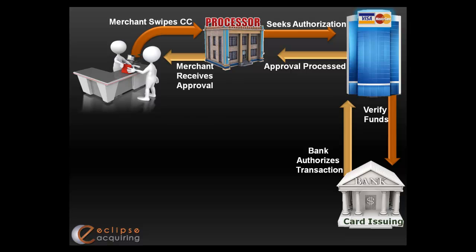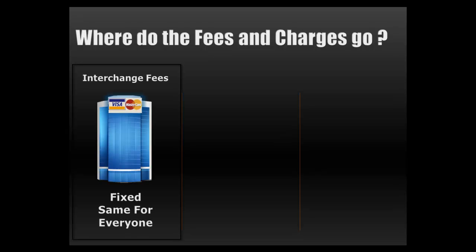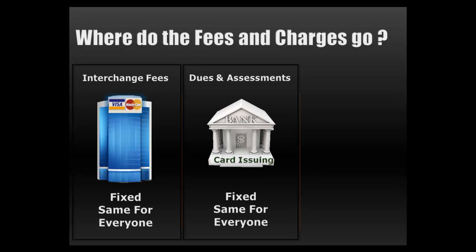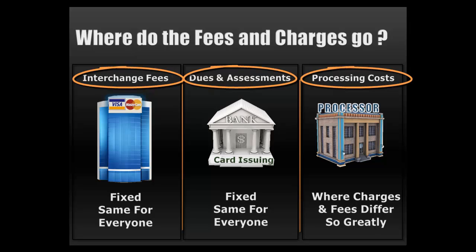This authorization is then routed back through the supported card network and is received by the processor, which provides the merchant the authorization. At the end of each day, a merchant will batch all of their credit card transactions, and this will be sent to the processor. This processed amount is then deposited directly to the merchant's bank account. Now that you've seen the process, let's look at where the fees and charges are actually going. Merchants' fees will fall into three areas: interchange, dues and assessments, and processing costs.